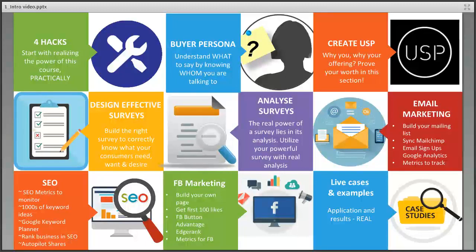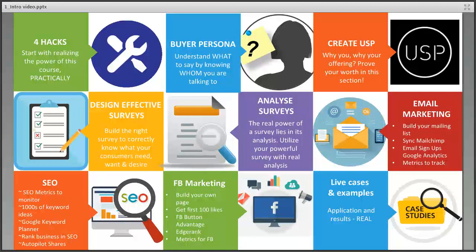Lastly, we are going to focus on Facebook marketing. We're going to start with the basics, wherein we learn how to build your own page, how to get the first 100 organic likes, which means no paid likes, and how to use the FB button to your advantage.